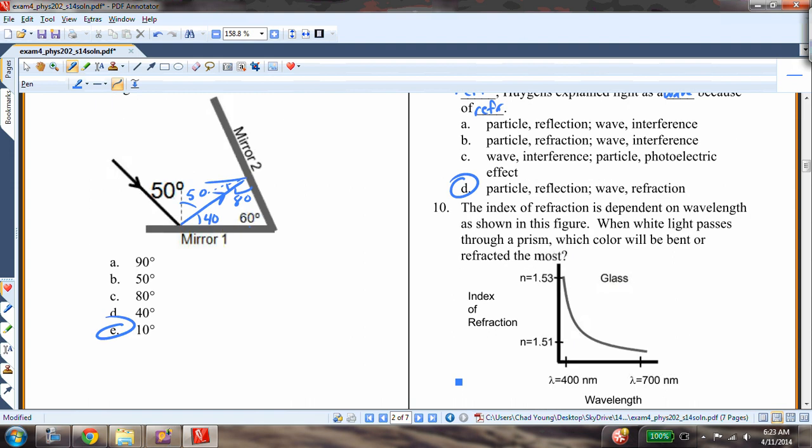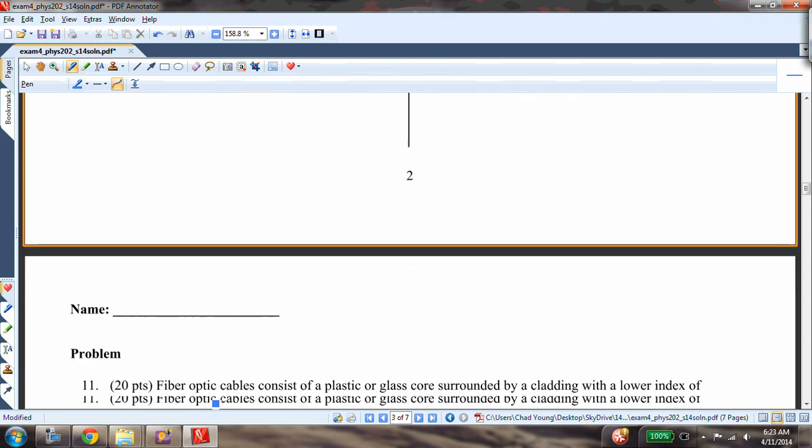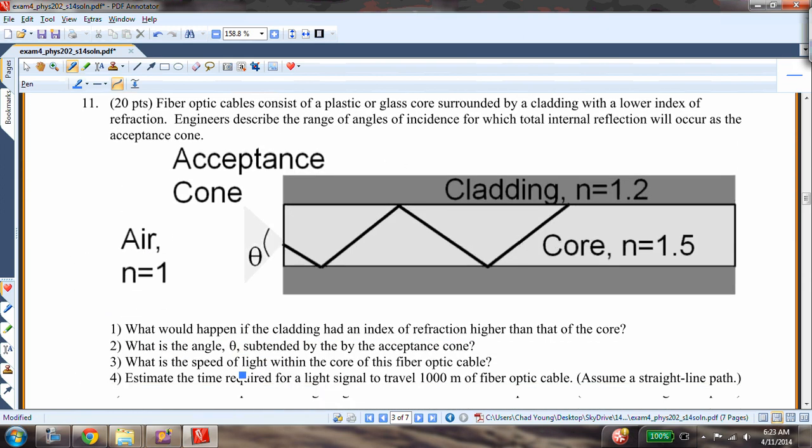The index of refraction is dependent on wavelength. When a white light passes through a prism, which color will be bent or refracted the most? Well, first of all, you want to recognize that this is blue, this is red, is long wavelength. So refracted the most will be the light that has the highest index of refraction, so that's going to be D. I had fewer multiple choice problems on this question.